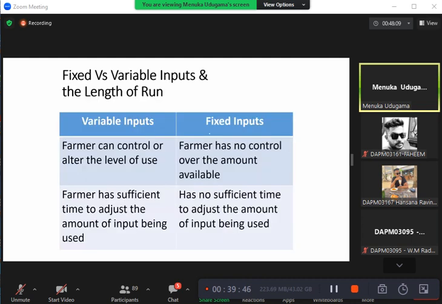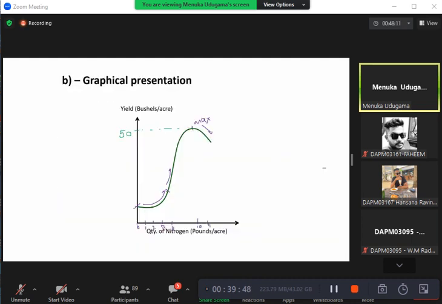Now, right, so as economists or students who study economics, we are interested in knowing the optimum amounts to use. Where do we make the decision? What is the optimum amount of fertilizer to use? What's the optimum amount of yield to maximize profit?